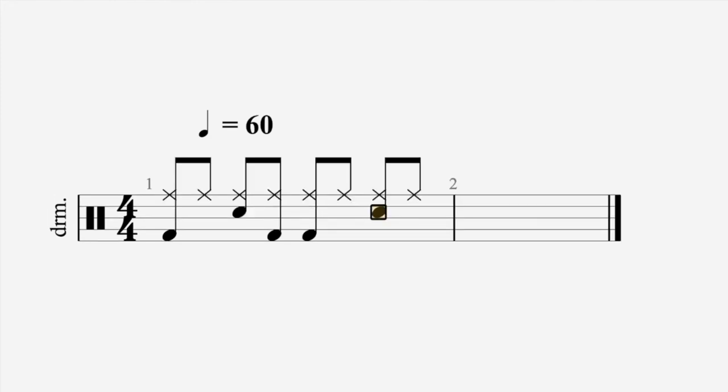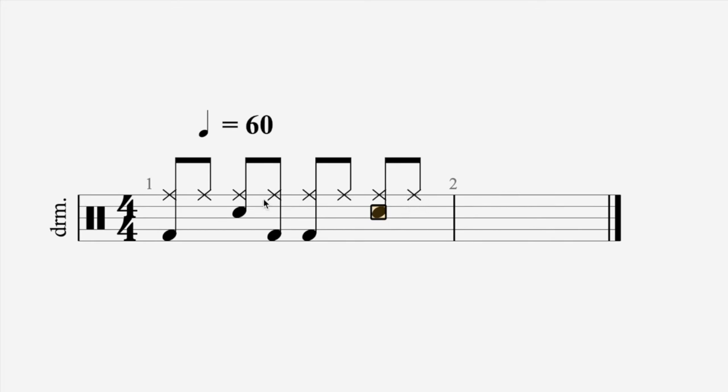Now what I've done is add ride cymbals to the beat. So the bass drum and the snare drums are in exactly the same places as they were before, but now we're adding constant ride cymbals over the top, and the ride cymbal sits in the middle of this top line here, and it's just a little X.